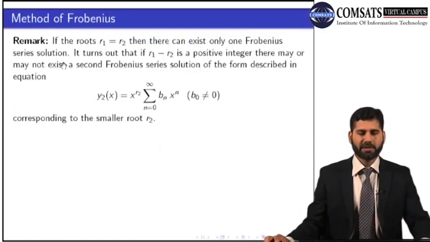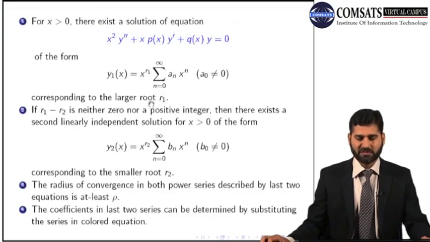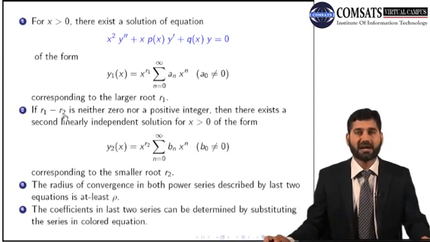Remark: if the roots R1 and R2 are equal, then there can exist only one Frobenius solution. It turns out that if R1 minus R2 is a positive integer, there may or may not exist a second Frobenius solution of the form described by this equation. So as we said, this will be the second solution if R1 minus R2 is not an integer.